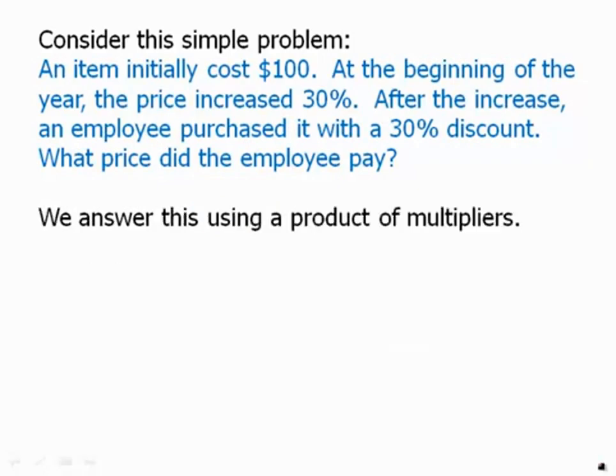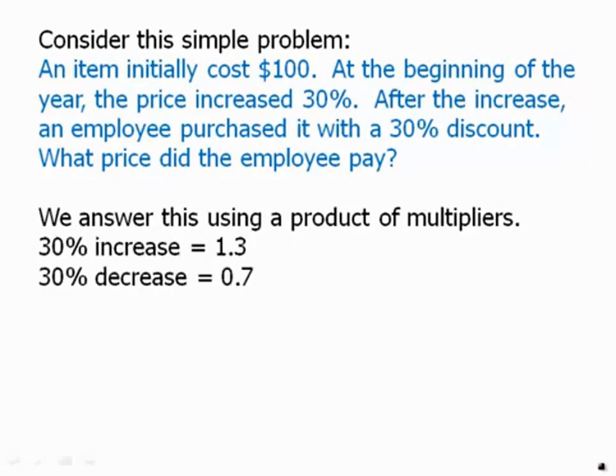We answer this using a product of multipliers. A 30% increase, that's a multiplier of 1.3. A 30% decrease is a multiplier of 0.7. And so we just multiply 100 by each one of those multipliers. So 100 times 1.3 times 0.7 gives us 91. And that's the actual price that the employee paid.